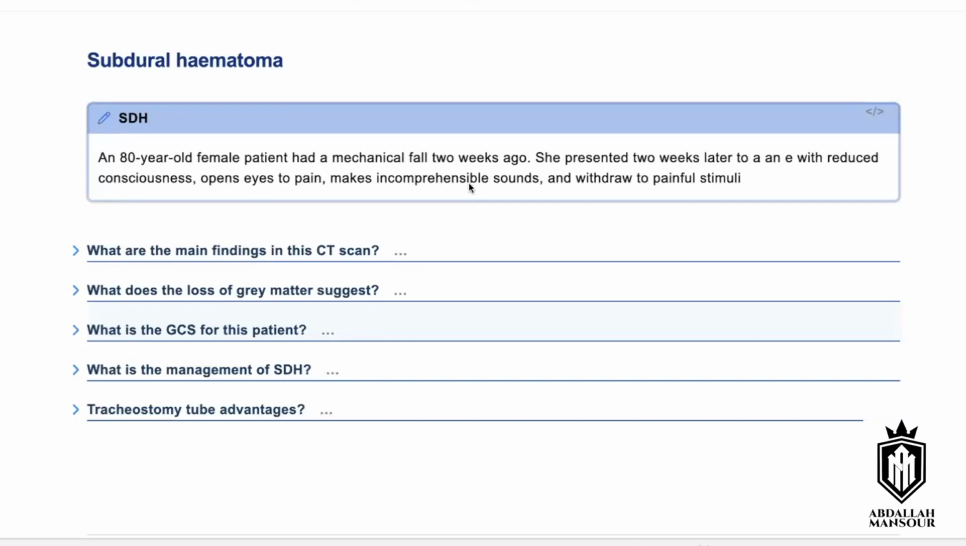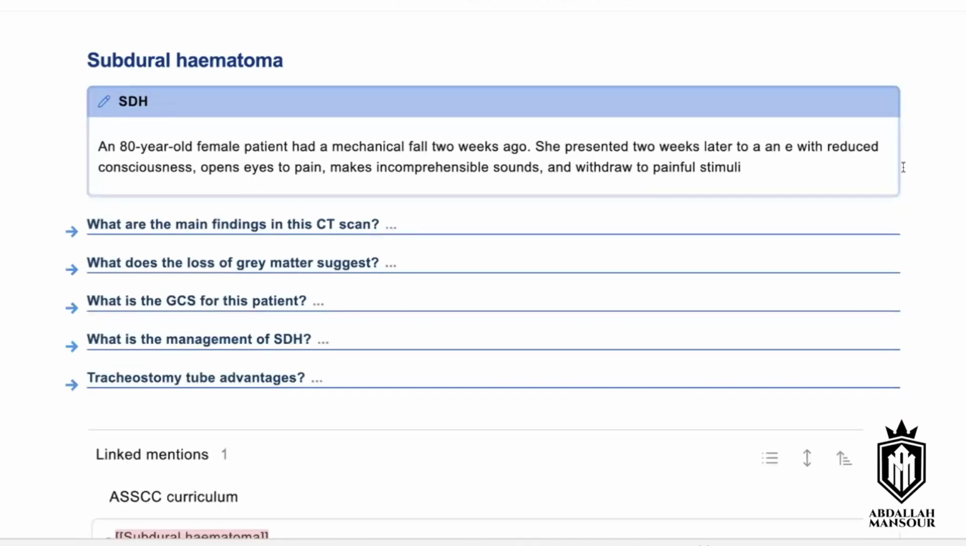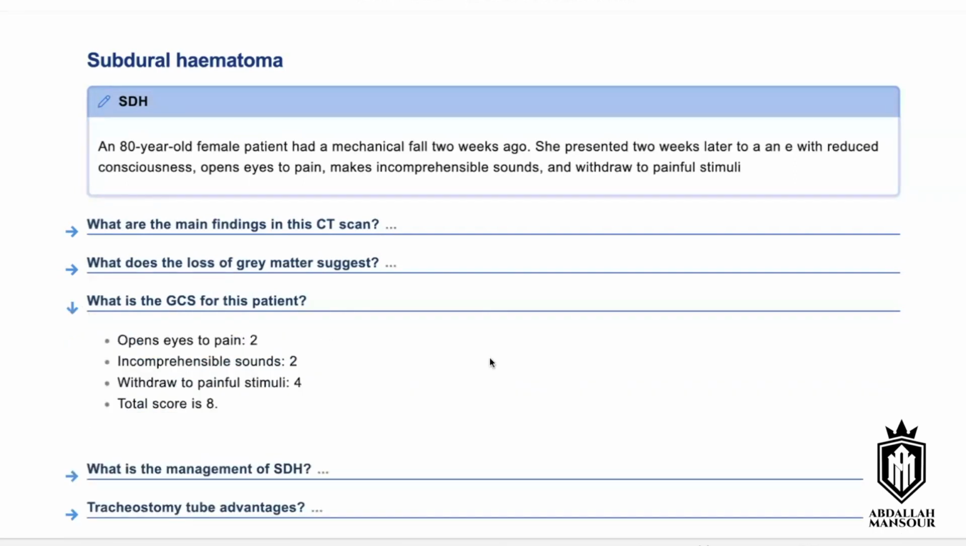80-year-old female patient, following a mechanical fall 2 weeks ago, presented with reduced consciousness, opens eyes to pain, makes incomprehensible sounds, and withdraws to painful stimuli. What's the patient's GCS? The GCS of the patient is E2, V2, and M4. The total GCS is 8 out of 15. Okay, yes. You have a patient with a GCS of 8. What would you like to do now?